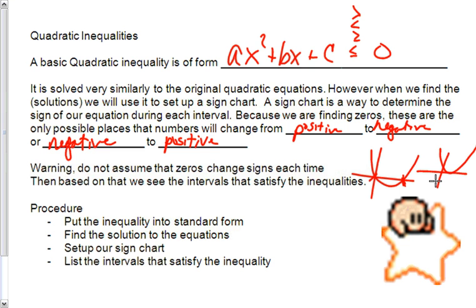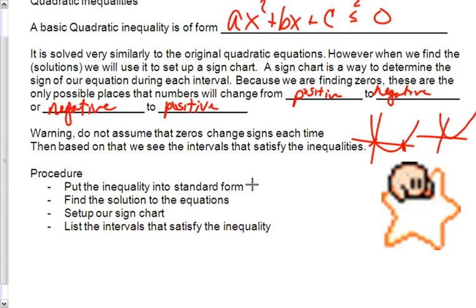Okay, so the procedure. Put the inequalities in standard form, aka get it equal to 0, just like before, with less than, greater than, and so on. Find the solutions to that equation. You're going to find it just like we did before. The extra step is we're going to set up our sign chart and test these intervals. And then we're going to list the intervals that satisfy the inequality.